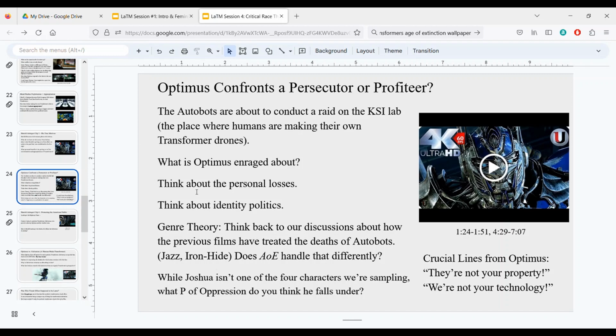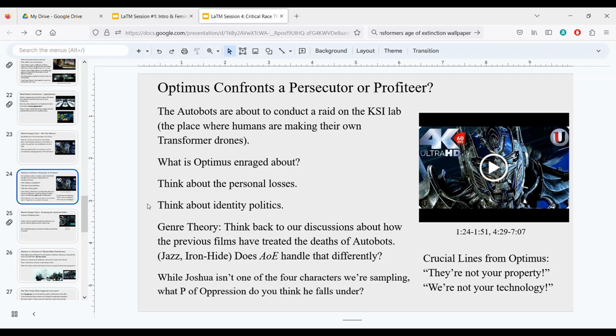What is Optimus enraged about? Think about the personal losses. Think about the identity politics. Then I also just wanted to call back to Optimus's reaction to Ratchet dying, which is very prominent here. It's not just, like in the other movies, Autobots died, nobody cares. Optimus is very angry that Ratchet's killed in this scene, which is interesting.